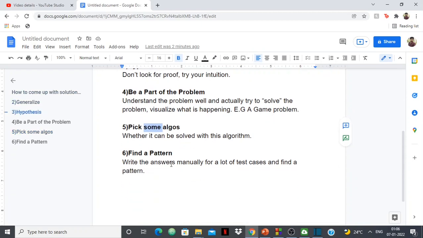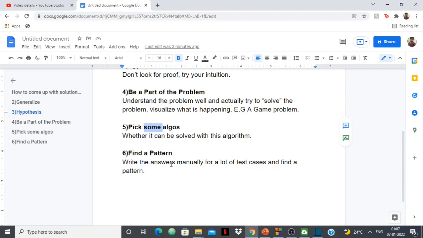Okay? And the next one and the last one is something which I always used to miss before, and this is find a pattern. A lot of times you'll find a pattern which you will not see because the test cases given will be small. So what you can do is write the answers manually for a lot of test cases and then find a pattern. Either by brute force, if you print the answer for a lot of test cases, then you'll see some pattern. And all you need to do to find the answer for bigger test cases is just repeat the pattern itself.